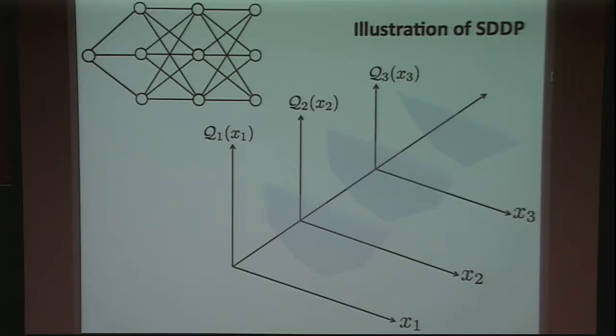What does SDDP do? Remember, it's a stochastic algorithm, so I'm going to build up these functions sequentially. The first idea is to generate a sample path through the scenario tree. Here is the sample path. This is where the randomness comes in. You flip a coin and decide whether I'm going to be here, here, or there. Then flip another coin and say which node, and so on. This is stochastically generated.